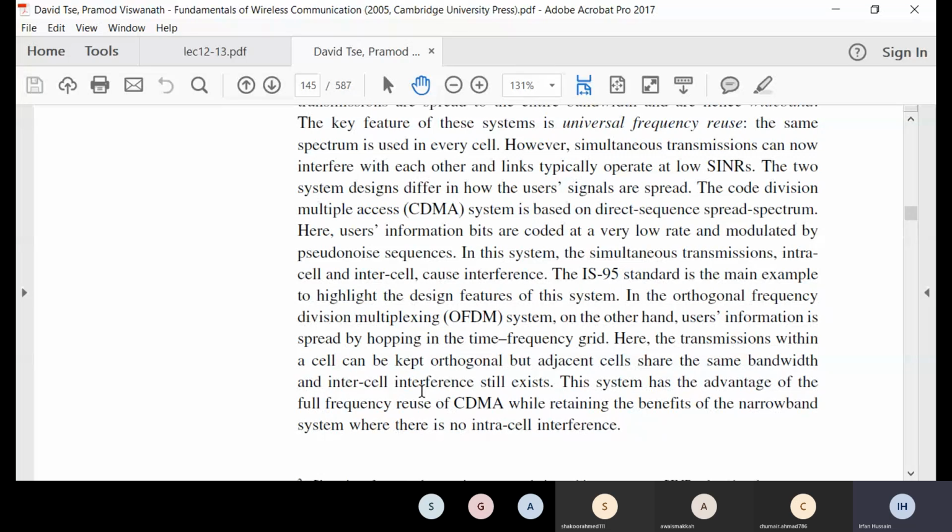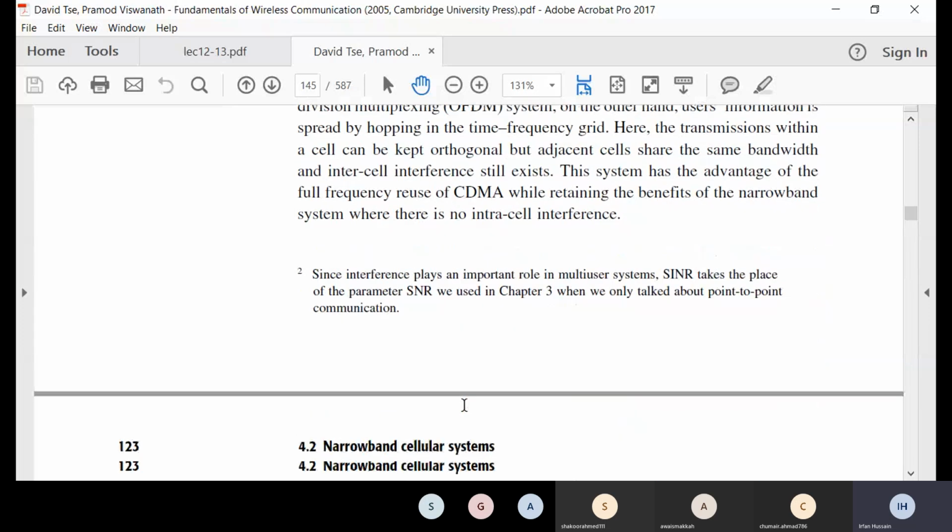So OFDM also has the advantage of using full frequency, or full degrees of freedom, as in CDMA. In CDMA everything was spread. Here you can just spread the signal in the time frequency grid, and there is no inter-cell interference.